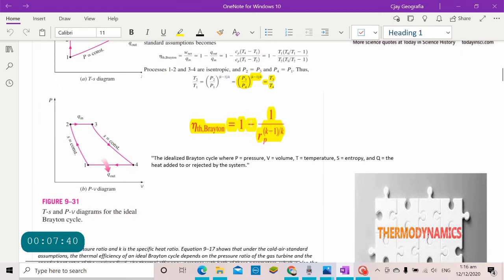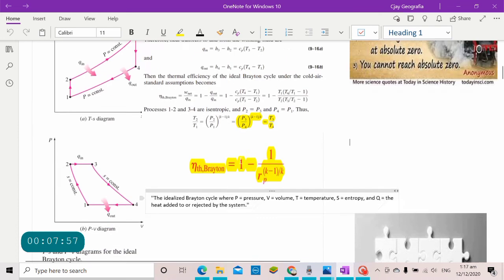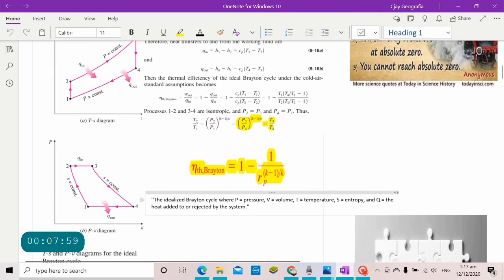So the efficiency of the Brayton cycle is the most common formula: η Brayton is equal to 1 minus 1 over PR raised to (K minus 1) over K. This is the idealized Brayton cycle, where P is the pressure, V is the volume, T is the temperature, S is the entropy, and Q is the heat added or rejected by the system.